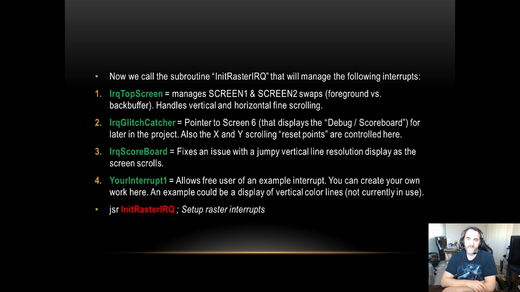And then finally, I have your interrupt 1. This allows free use of an example interrupt. You can create your own work here. An example could be a display of vertical color lines not currently in use. I'll probably demonstrate that in the code examples, because I did create one with raster lines. And finally, down below here, we have a new subroutine, A init raster IRQ, which sets up the raster interrupts.